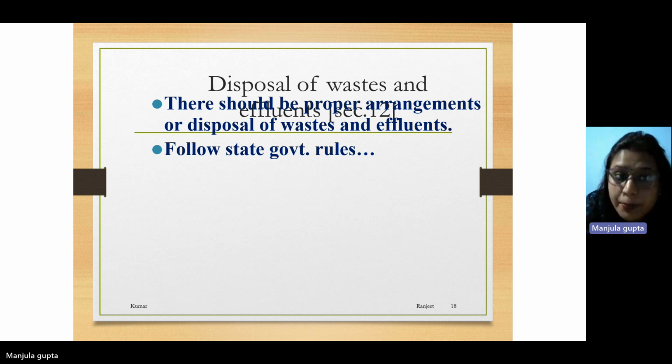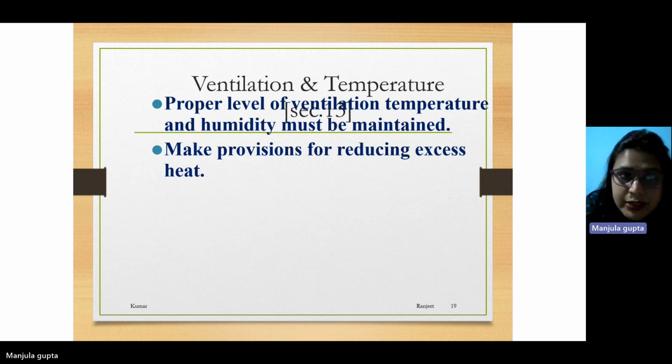Disposal of wastes. There should be proper arrangements for disposal of wastes and effluents arising out of production. Following state government rules, every company is bound to follow the rules of the state government. In the absence of following these rules, it may be charged a penalty for that. Ventilation and temperature. Proper level of ventilation, temperature and humidity must be maintained. Make provisions for reducing excess heat.